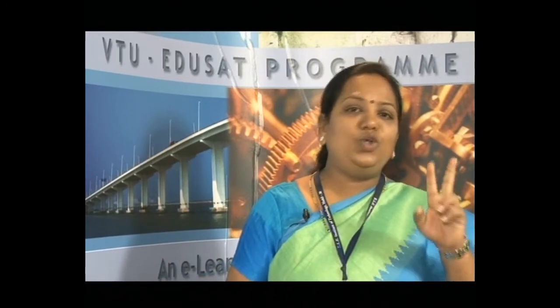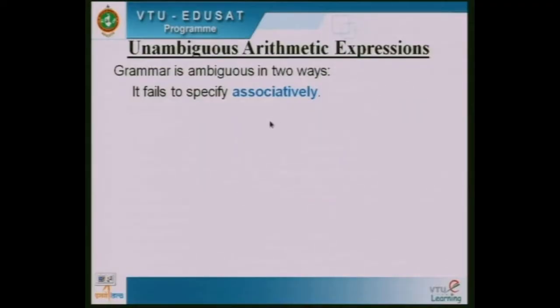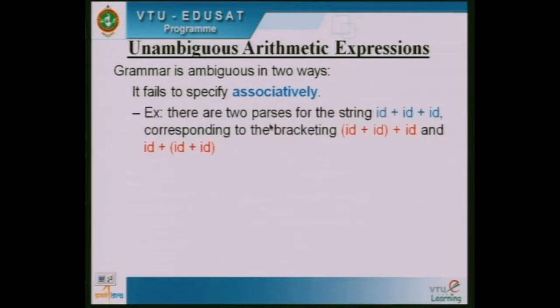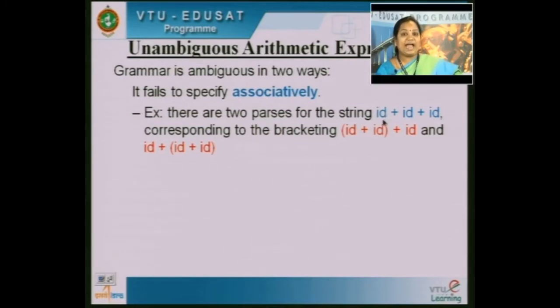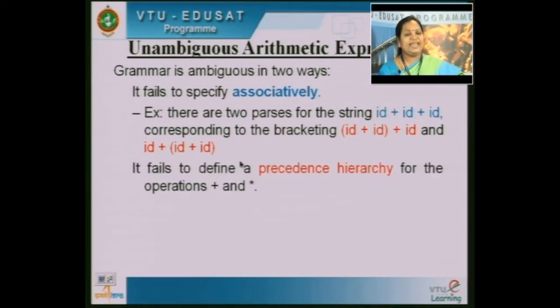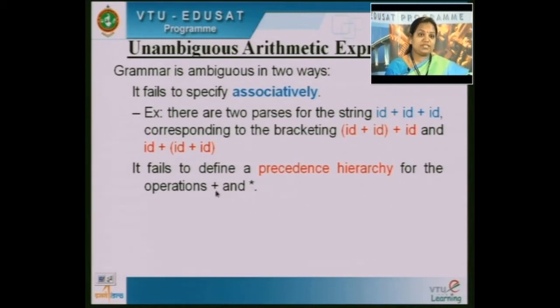Whatever technique we applied for balancing the parentheses by removing the symmetric recursive rule, we can also apply to the arithmetic expression. In the arithmetic expression, we discussed that there are two problems. The grammar is ambiguous in two ways. It fails to specify associativity. What do you mean by this? For example, there are two parses for the string id plus id plus id, corresponding to the bracketing. It may be the first and second ids in brackets, or the second and third. This is not specified in your grammar. Next, it fails to define the precedence hierarchy for the operators plus and multiplication. Whether first priority must be given to addition or to multiplication is not specified.